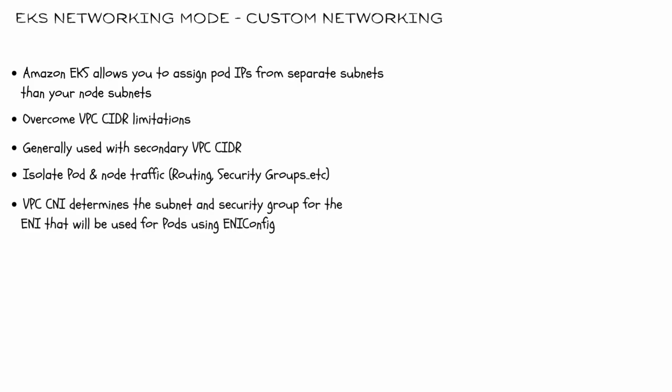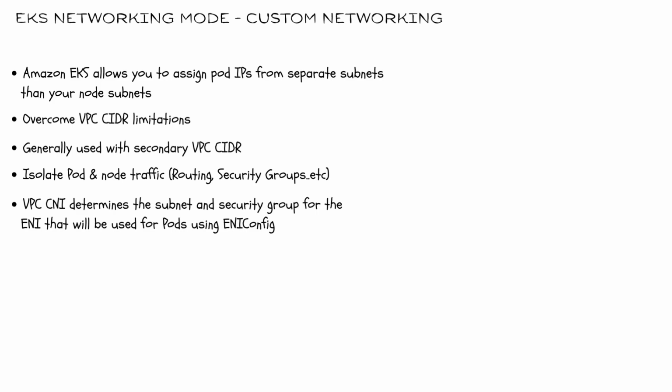Custom networking in Amazon EKS allows you to assign pod IPs from a different subnet than the one used by your node's primary network interface. This is especially useful when your VPC's primary CIDR range is running low on IP addresses. You can simply use a secondary CIDR block for pod networking.